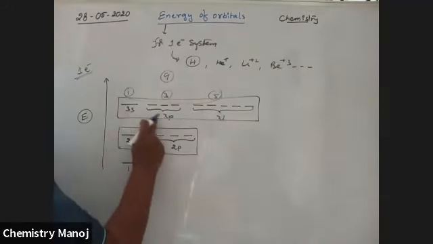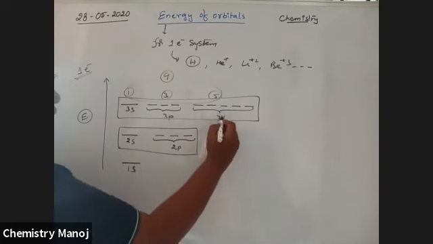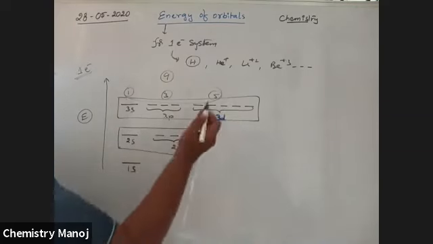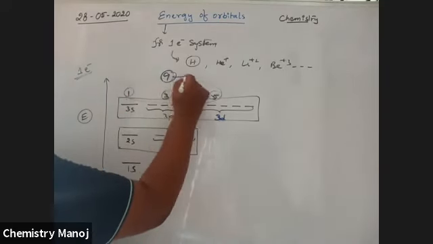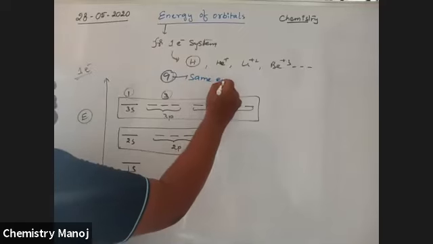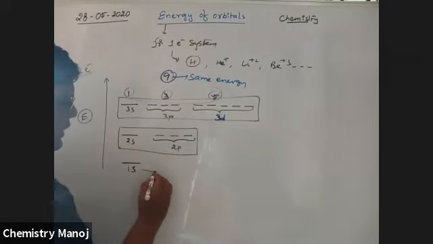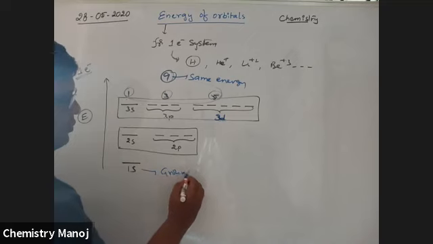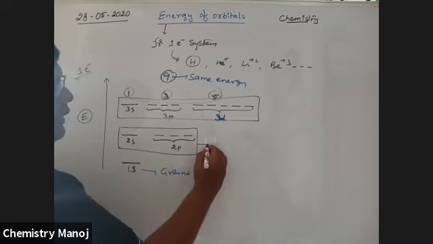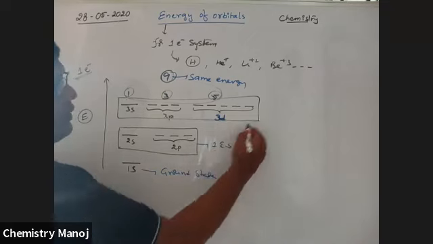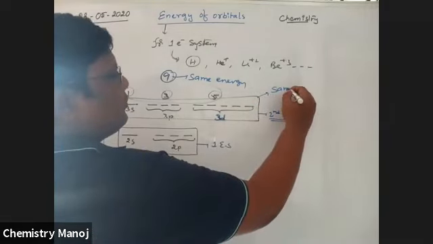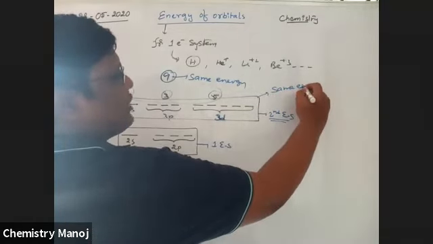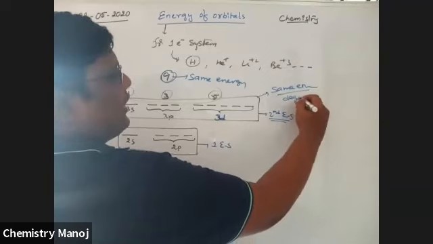So these 3s orbital, 3p orbitals (3), and 3d orbitals (5), all these 1, 3, 5 orbitals, having a total of 9, all have the same energy. This is taken as the ground state, this is the first excited state, and this is the second excited state. What is the degeneracy? These have the same energy, and that is nothing but degenerate orbitals.